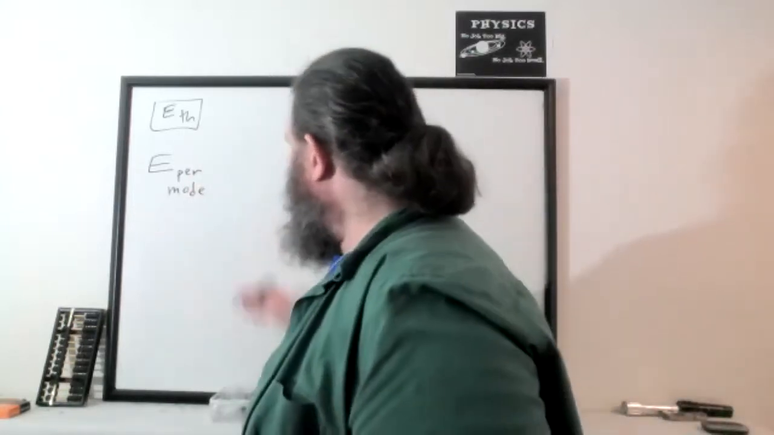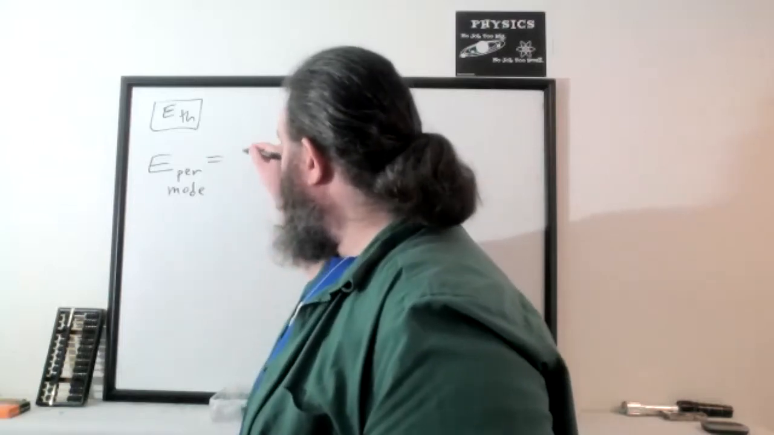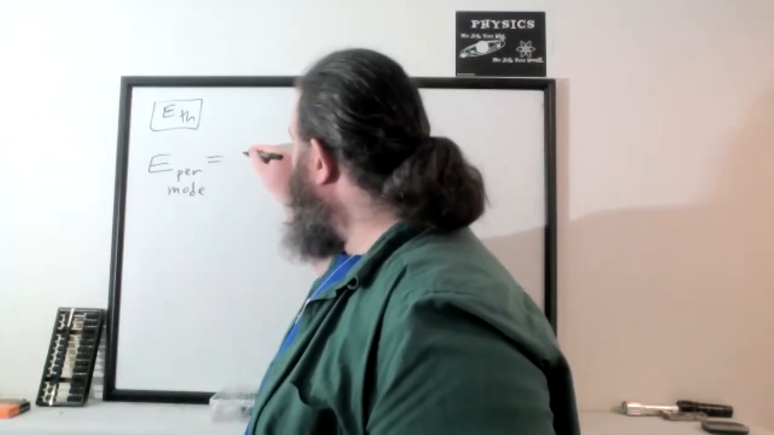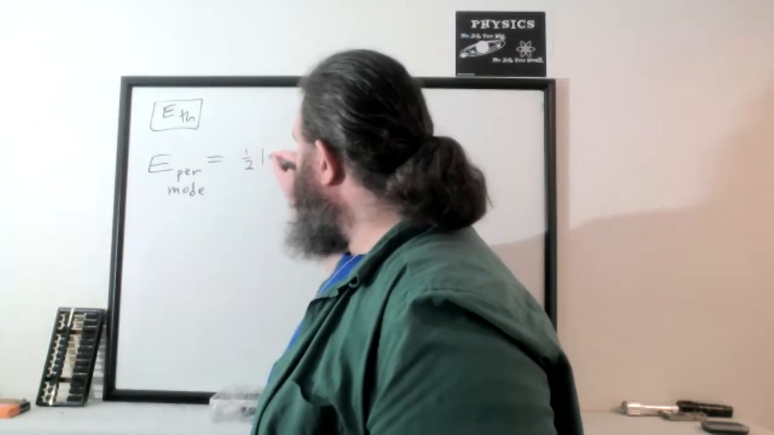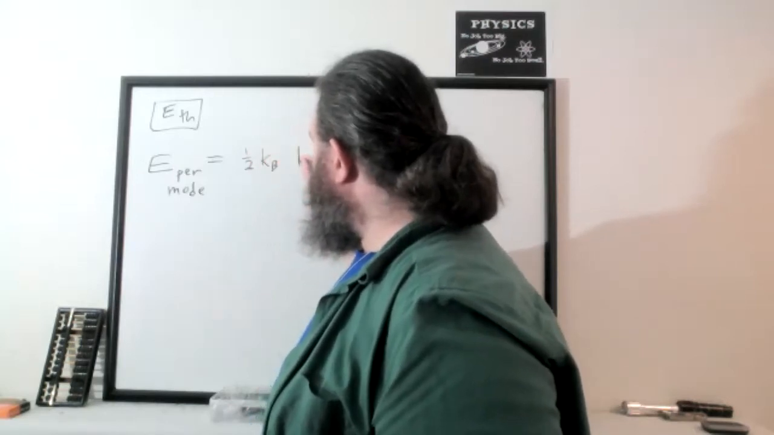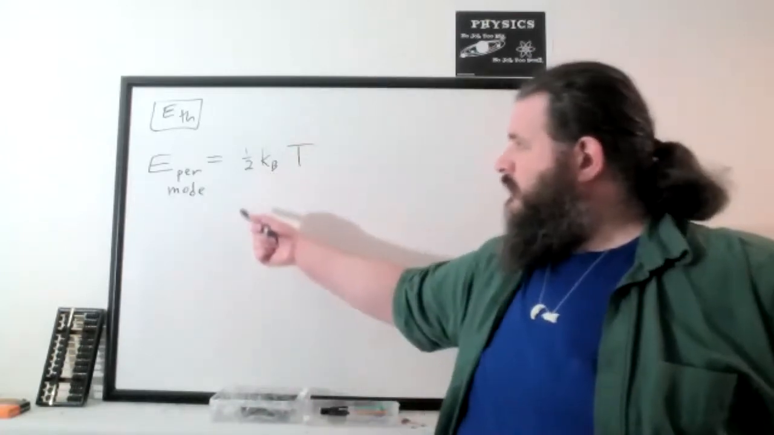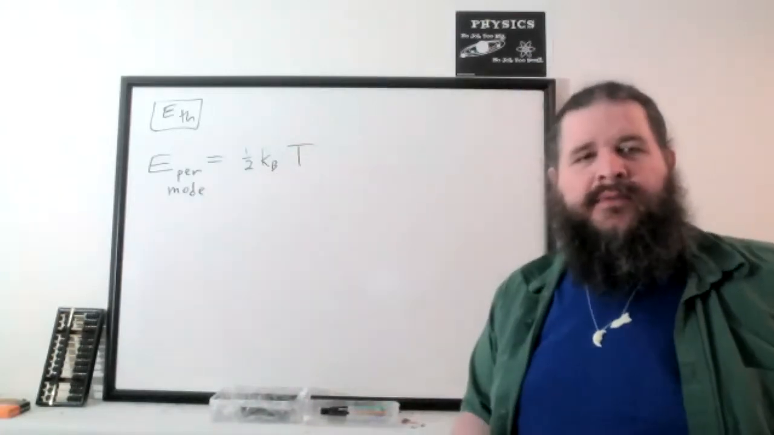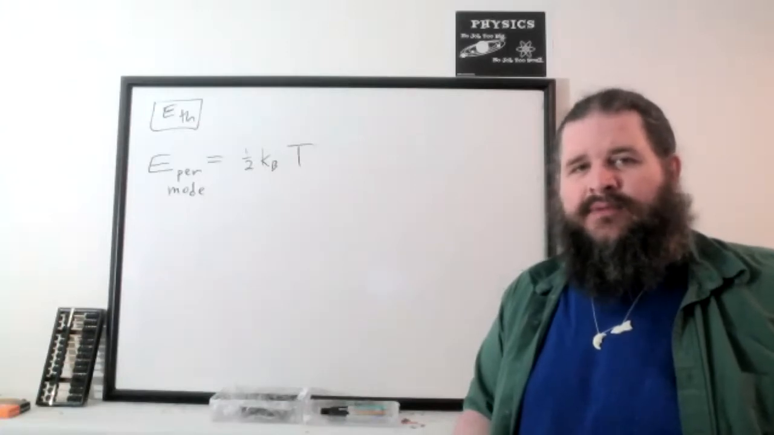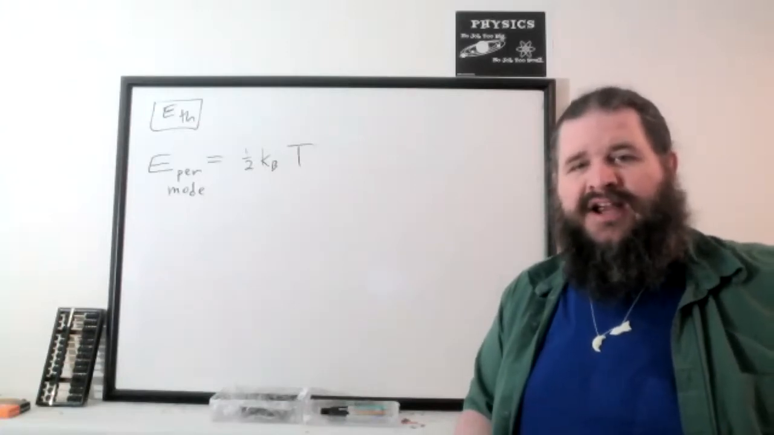And that constant turns out to be 1/2 times another constant called Boltzmann's constant. So the energy in one mode is 1/2 of Boltzmann's constant times the temperature. And that temperature does need to be in Kelvin because it's an absolute amount of temperature rather than a change in temperature.